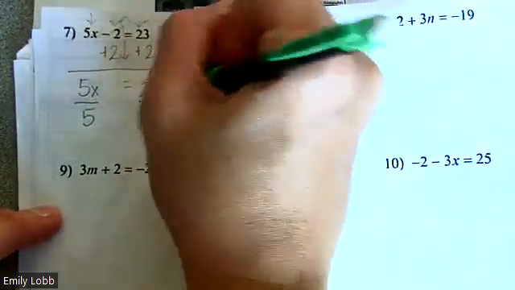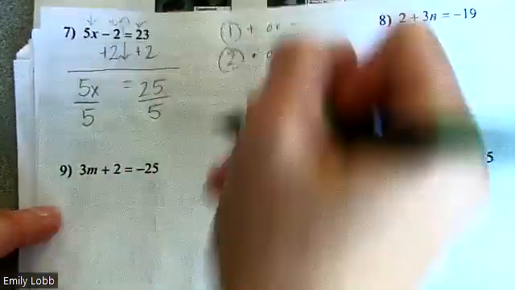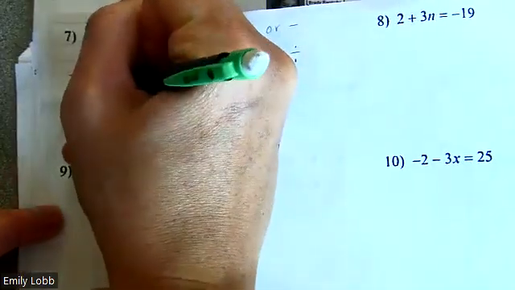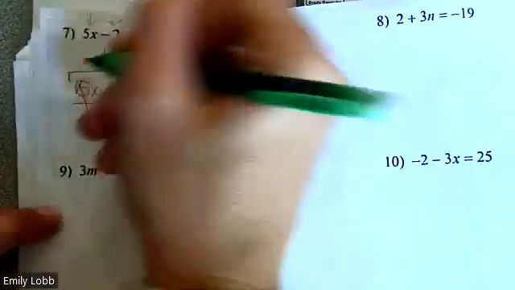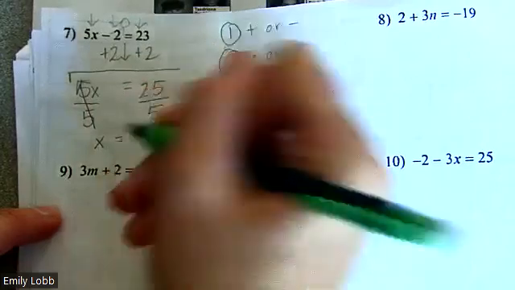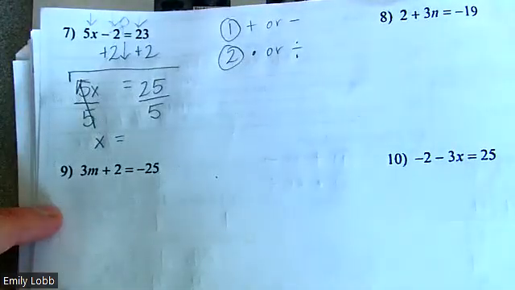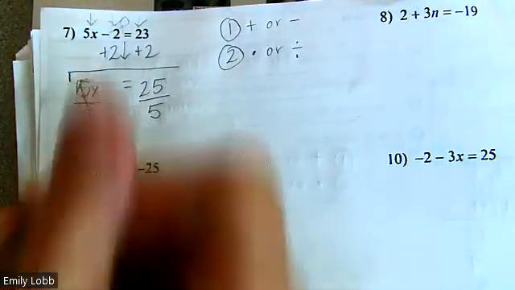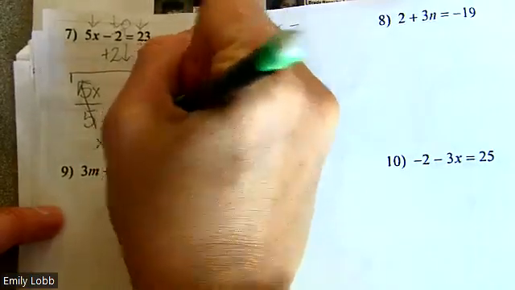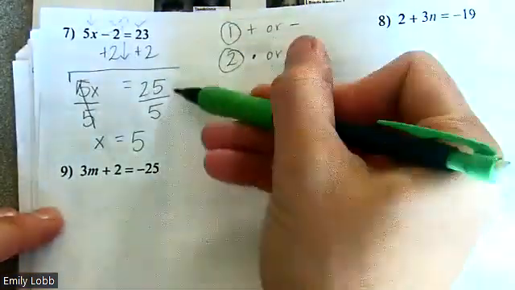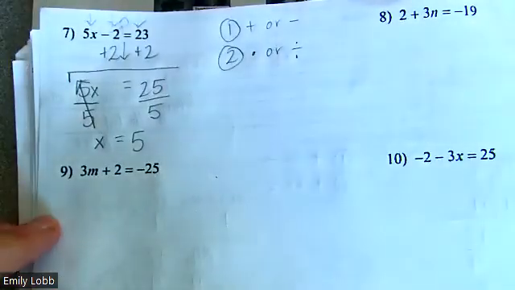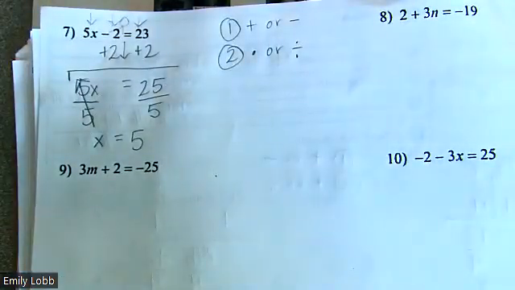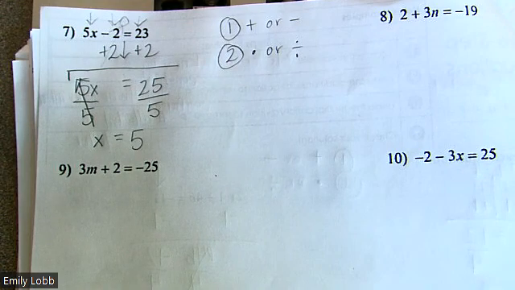Whatever I do to the left side, I must do to the right. 5 divided by 5 is, of course, 1. So x is equal to 5. And how did you get 5? Excellent. 25 divided by 5. So sometimes we forget, what does she mean by that fraction bar? Remember, that's division. We're showing division that way.